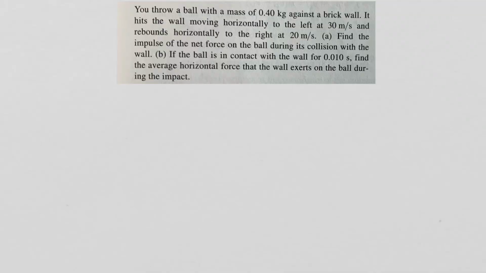Let's now do some example problems to illustrate the application of the concepts in this lecture. You throw a ball with a mass of 0.4 kilograms against a brick wall. It hits the wall moving horizontally to the left at 30 meters per second and rebounds horizontally to the right at 20 meters per second. First, find the impulse of the net force on the ball during its collision with the wall. And second, if the ball is in contact with the wall for 0.01 seconds, find the average horizontal force that the wall exerts on the ball during the impact.